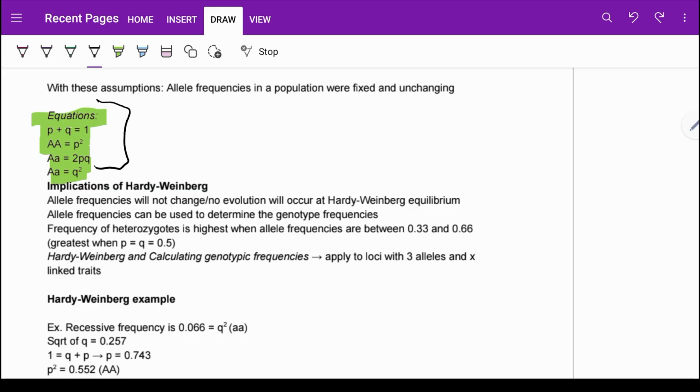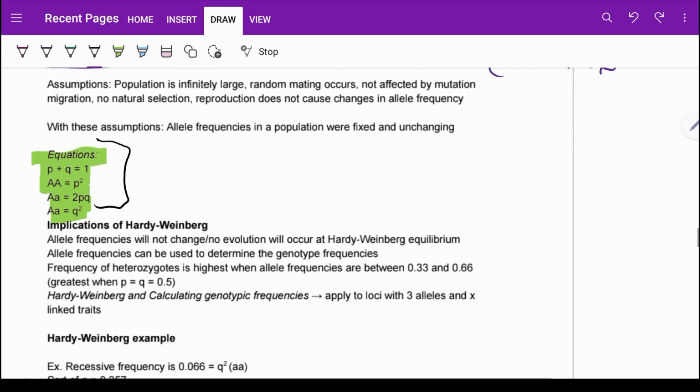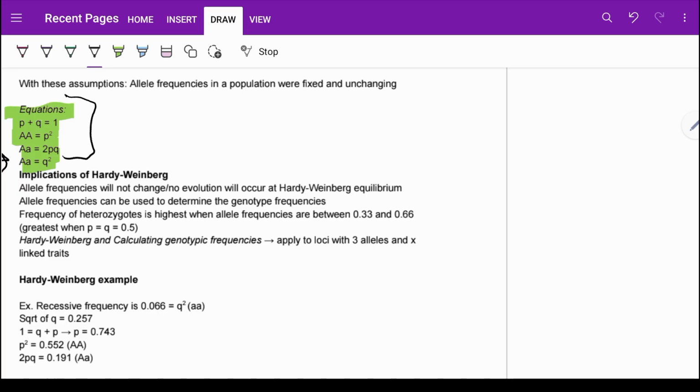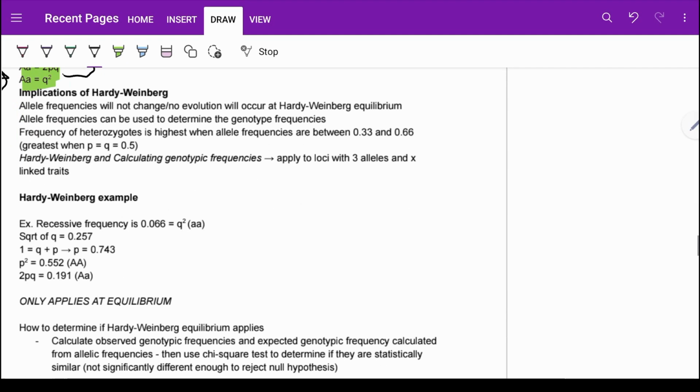The implication of Hardy-Weinberg is that at Hardy-Weinberg equilibrium, as this state of assumptions is called, allele frequencies will not change and no evolution will occur. Additionally, these allele frequencies can be used to determine the genotypic frequencies. The frequency of heterozygous zygotes is highest when the allele frequencies are between 0.33 and 0.66. Basically, it's the absolute highest when P equals Q, when both of them are equal to 0.5. This law can apply to loci with 3 alleles and X-linked traits, but it's limited beyond that.